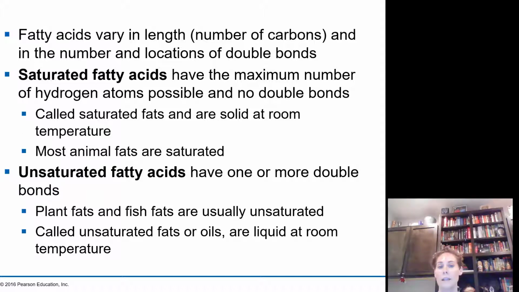So fats made from saturated fatty acids are called saturated fats. They're solid at room temperature like butter, and most animal fats are saturated. Unsaturated fatty acids have the double bonds in them. Fats made from these fatty acids include plant fats and fish fats and are usually unsaturated. So vegetable oil, fish is healthier for you than having steak every single day because you're getting unsaturated fatty acids instead of just saturated. And we call them unsaturated fats or oils. They're liquid at room temperature.